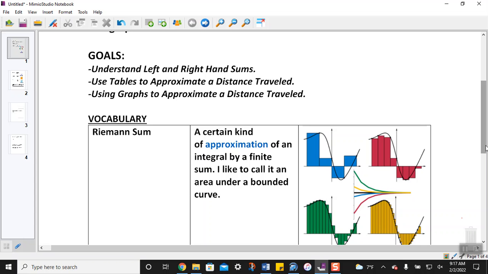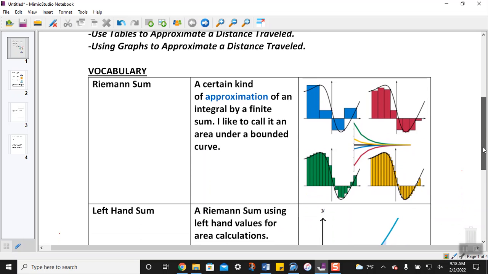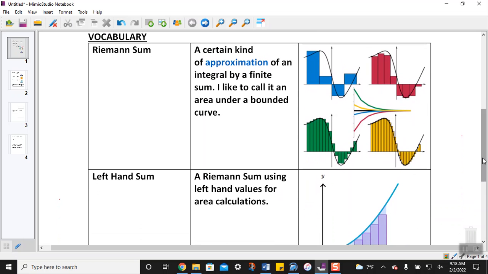Okay. So, we're going to talk about how we measure distance traveled. And we're going to look at it relative to what we call graphs and tables. To understand how we find distances traveled given velocities at certain points, we need to understand what's called left and right hand sums. We're going to use tables to approximate a distance traveled, and we're also going to use graphs to approximate a distance traveled. In order to do this, we're going to be dealing with Riemann sums. We're going to be concerned with an area under a curve.